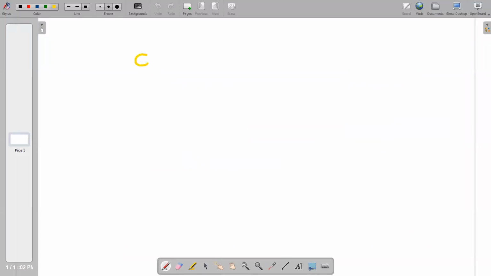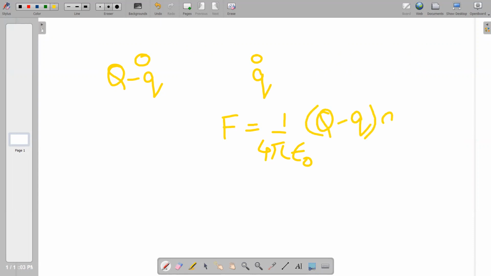Initially, we had a particle with charge Q, and then we transferred some charge q from this to another particle. And the second particle now has charge q. The force between these two, as per Coulomb's law, is given by (Q minus q) times q divided by 4 pi epsilon naught. This is the magnitude of force.